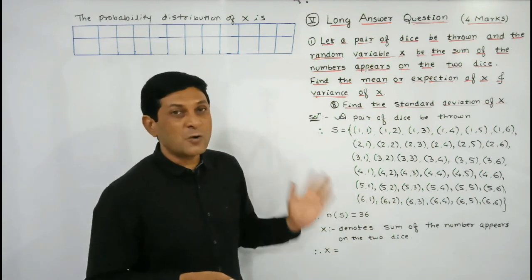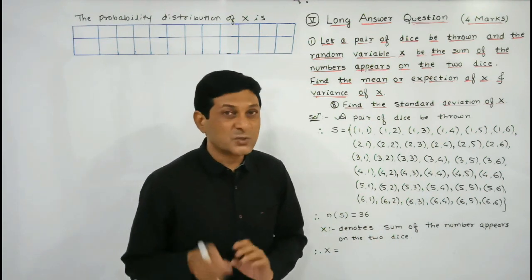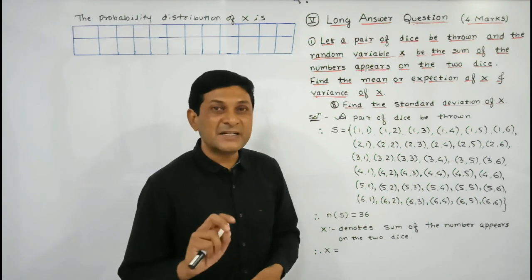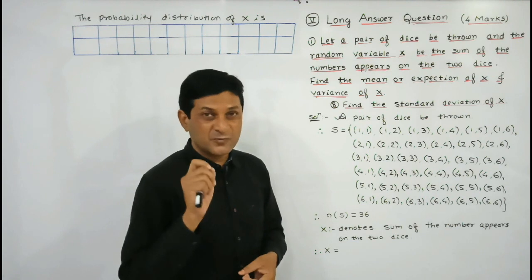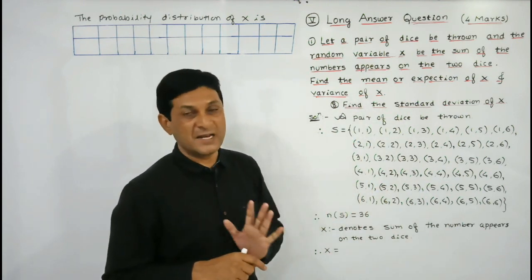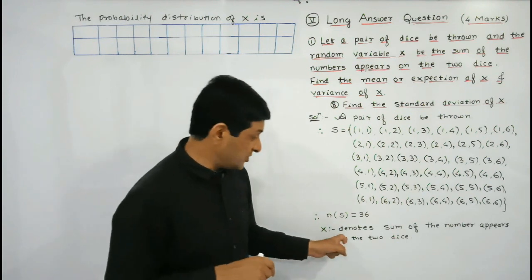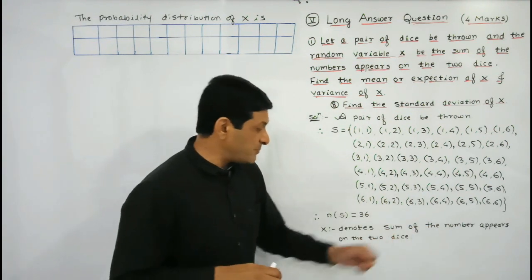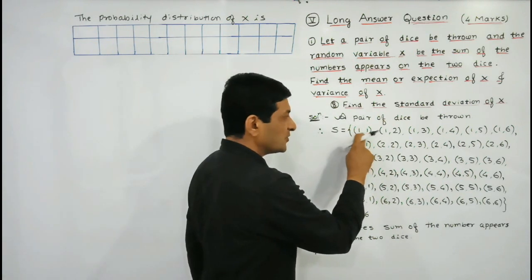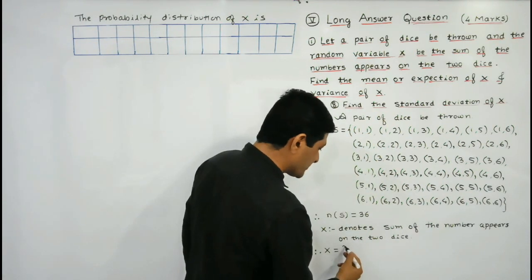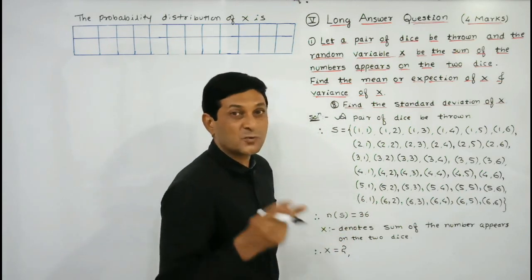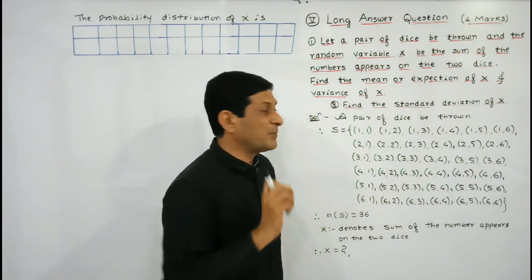Now how many outcomes are there in total? 36 outcomes are there, so for every outcome in this sample space we will associate one real number, which denotes the sum of the numbers appearing on the 2 dice. In this case, what is the sum of the numbers on the 2 dice? It will be equal to 2. 1 plus 1 will be equal to 2. This is the first value of x, because x denotes the sum of the numbers on the uppermost face.